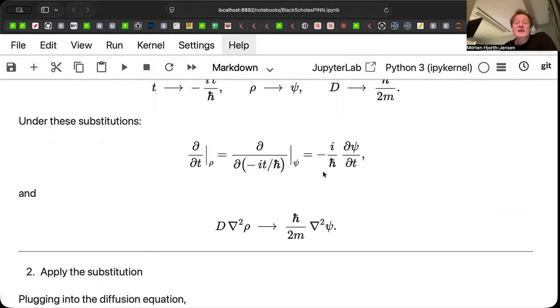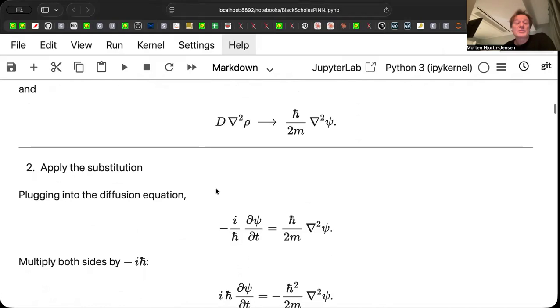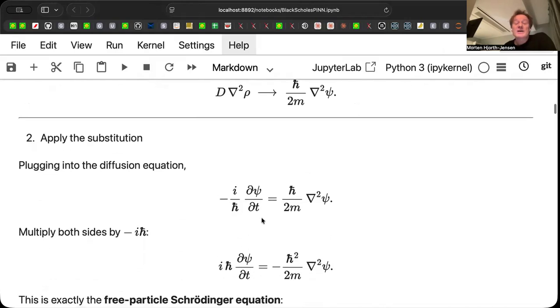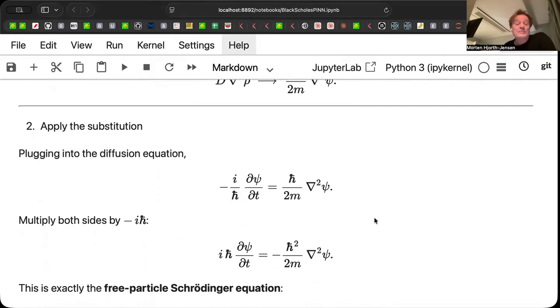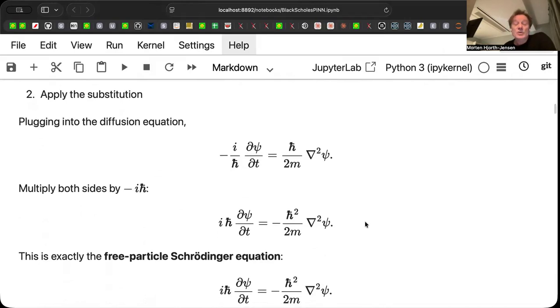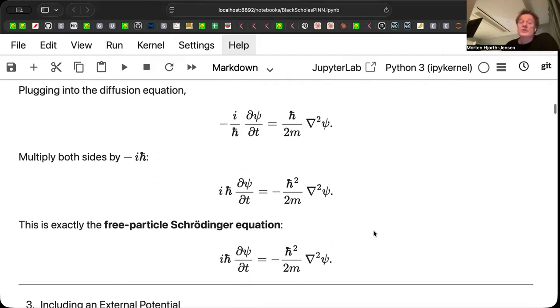So you see then immediately that you would have D times the second derivative, which simply becomes equal to h bar divided by 2m times the second derivative of the wave function, and then you have minus i divided by h bar, and then the first derivative. And then you actually have Schrödinger's equation. So if you apply the substitution, what you get is essentially the diffusion equation in imaginary time. And what you see here is a free particle Schrödinger equation.